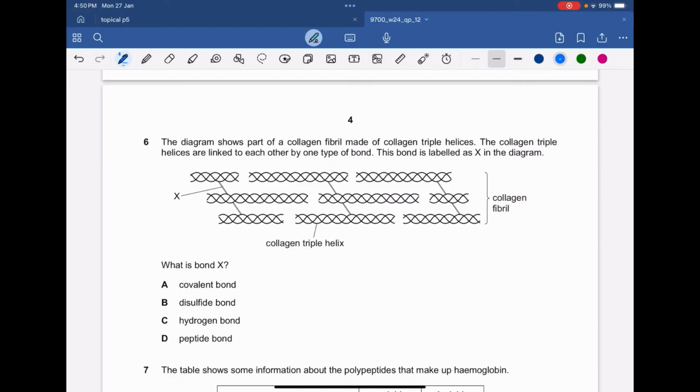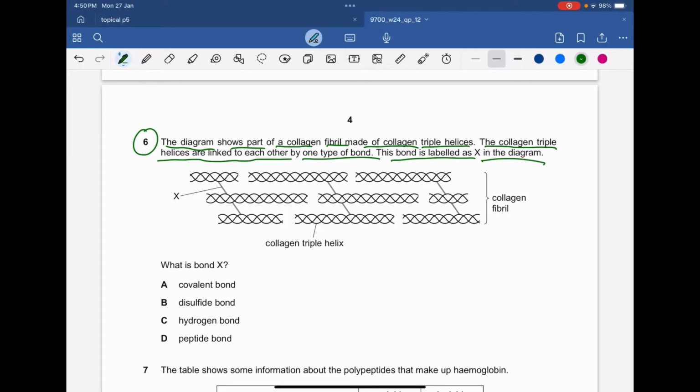Question number 6 says that the diagram shows part of a collagen fibril made of collagen triple helices. The collagen triple helices are linked to each other by one type of bond. This bond is labeled as X in the diagram. So basically the bond they are talking about is this bond, by which two collagen triple helix structures are joined together. They are asking what the bond X is.